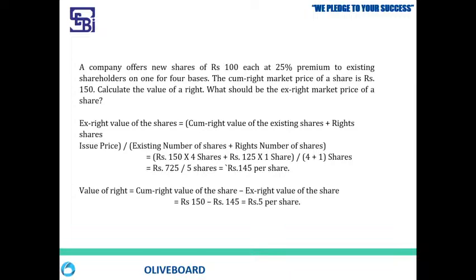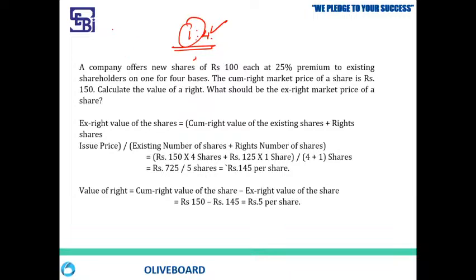A company offers new shares of rupees 100 each at 25% premium to the existing shareholders on a 1-for-4 basis. That is 1:4. Guys, understand, I'm not telling you how many shares are existing. 1-for-4 means 4 is the existing shares. For every 4 shares, I'm going to issue 1 share. So existing share is 4, and right share is 1.